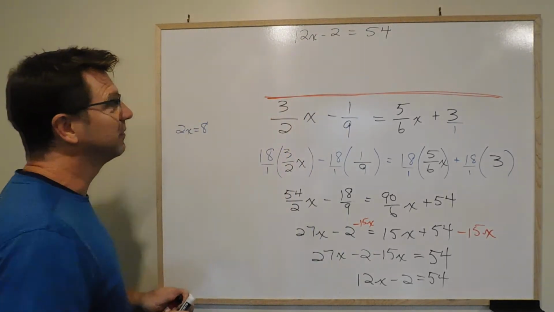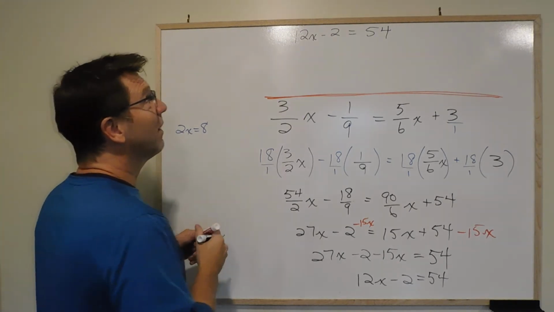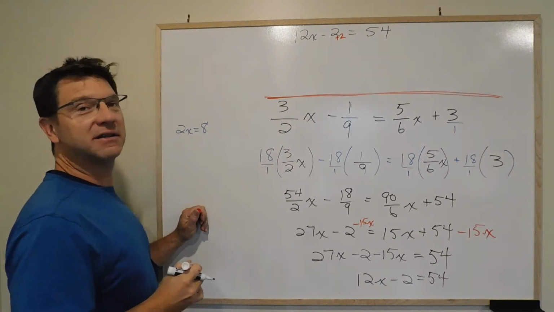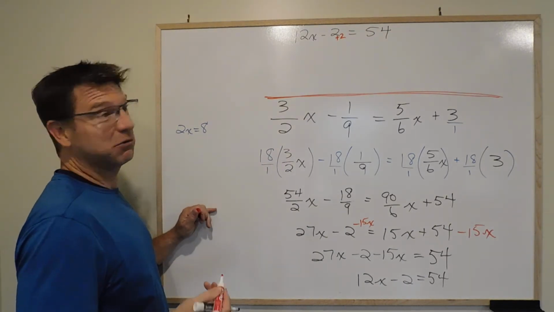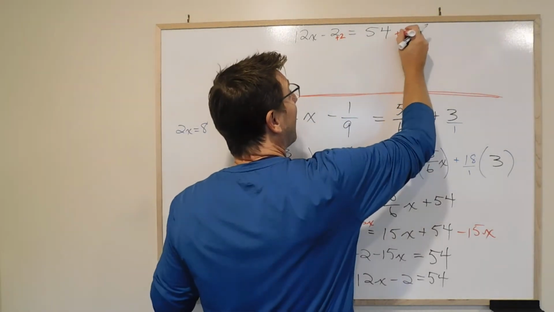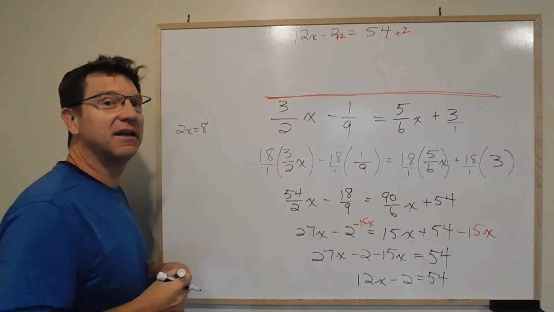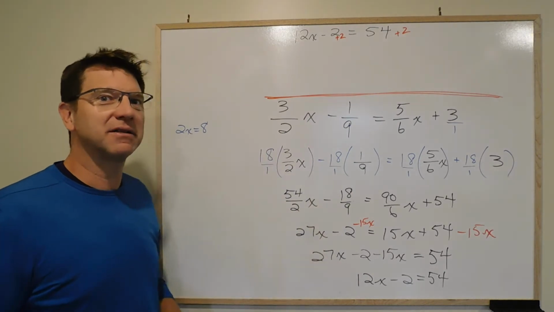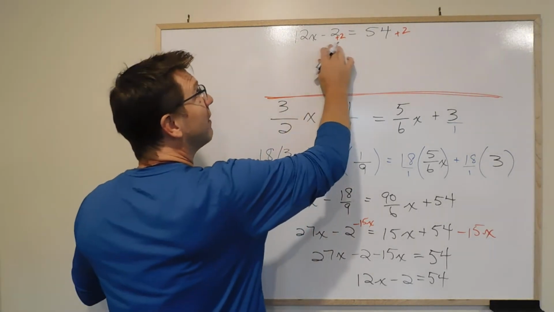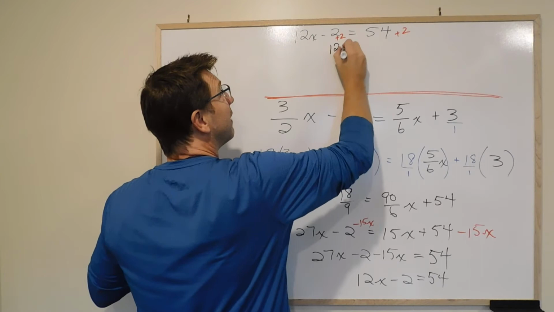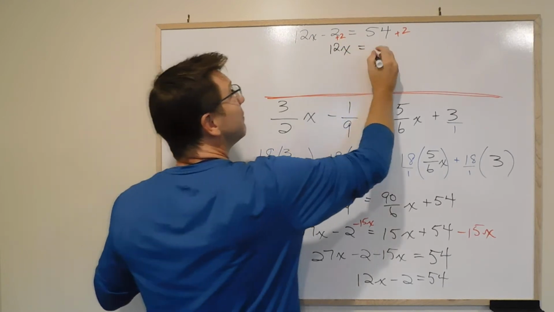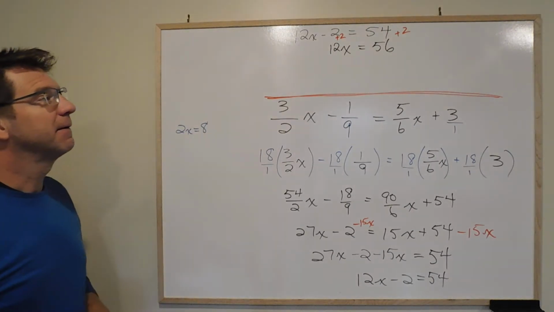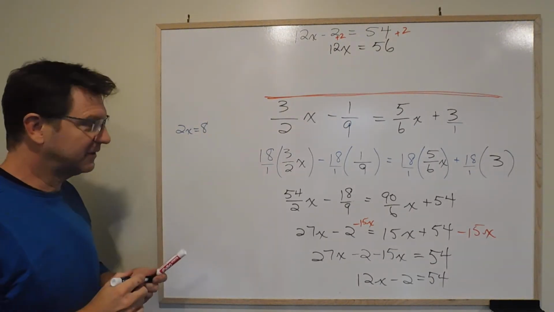And we haven't hit that goal yet, but we will as soon as we get rid of this negative 2. Now, I don't want negative 2 on this side, so if I add 2, I would get rid of it because negative 2 plus 2 is 0. But to do that, I need to add 2 on that side because I have to do it on both sides of the equal sign to maintain balance. So here now 12x minus 2 plus 2 is 12x, and 54 plus 2 is 56. Right? So I have 12x equals 56.